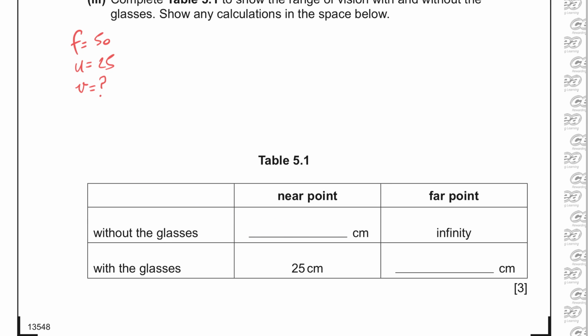So 1 over V plus 1 over U equals 1 over F. So we fill in that. We don't know V, but 1 over u is 1 over 25, and 1 over f is 1 over 50. So we subtract 1 over 25 from both sides.